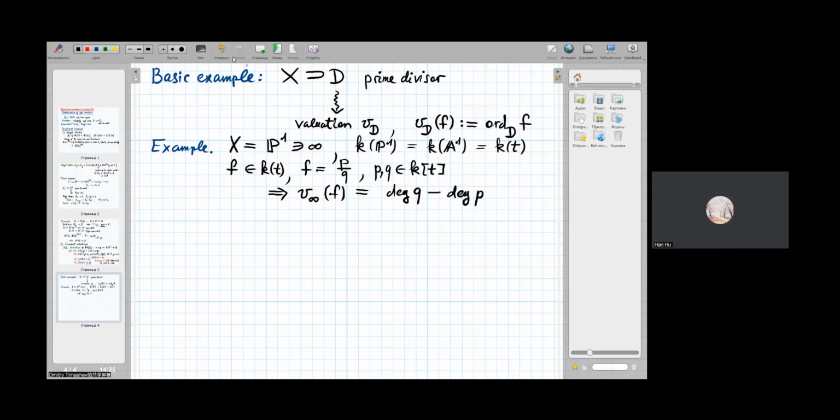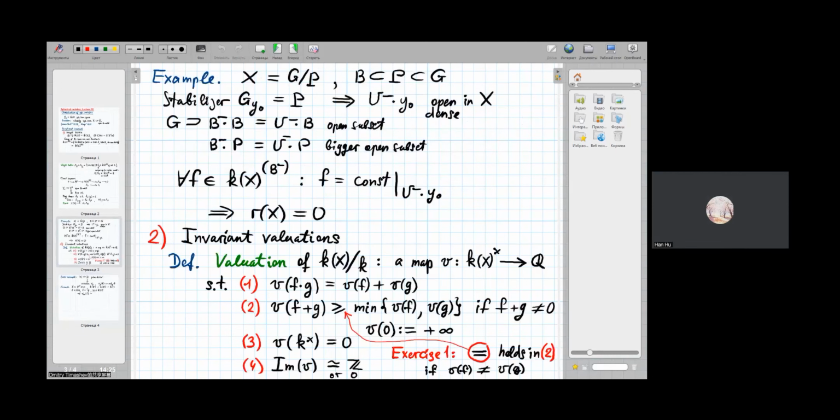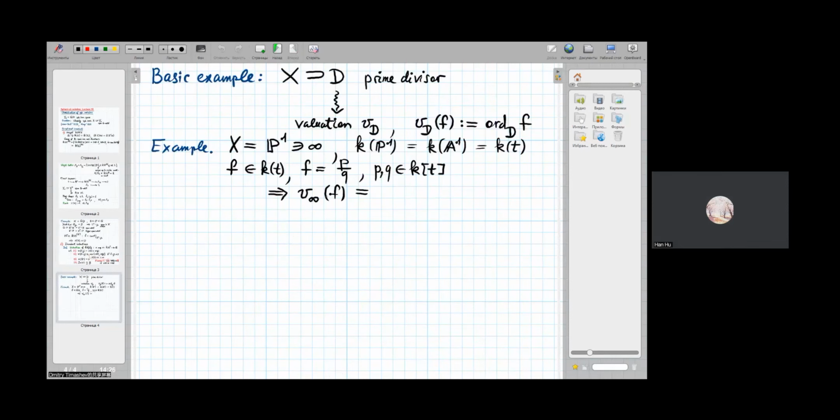So why so? Let me maybe make a step back. Because you have this first property: when you multiply functions, the values of the valuation add. This means that if f is a ratio p over q, then the value at f is the difference of the value of p minus the value of q.